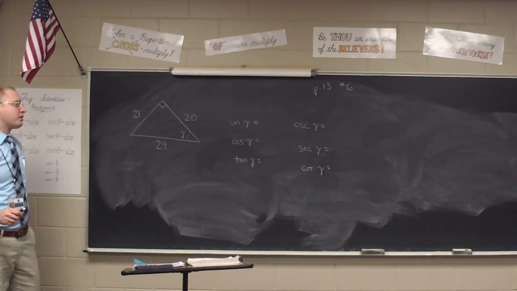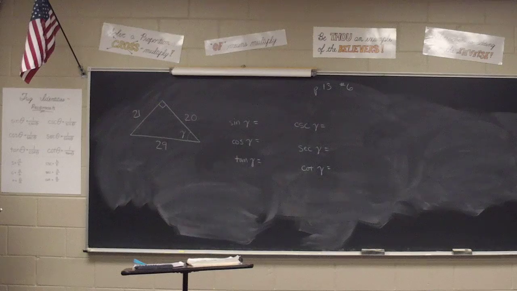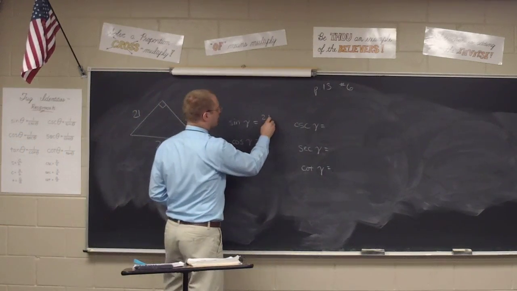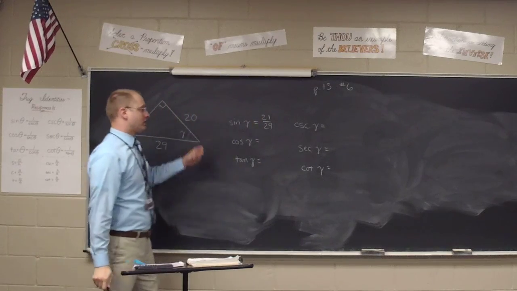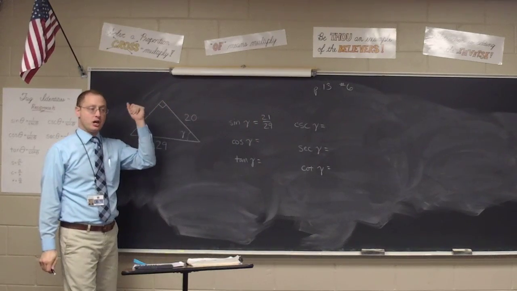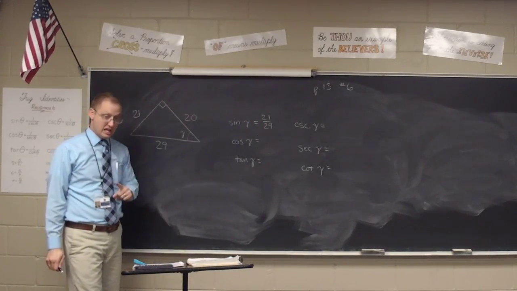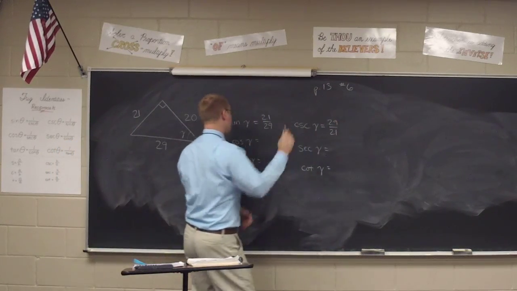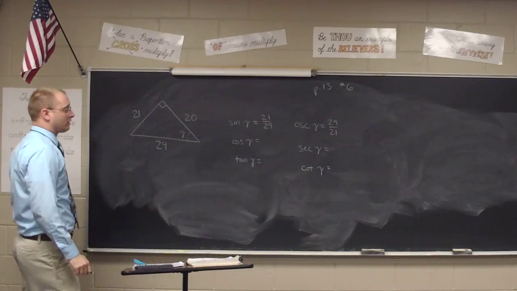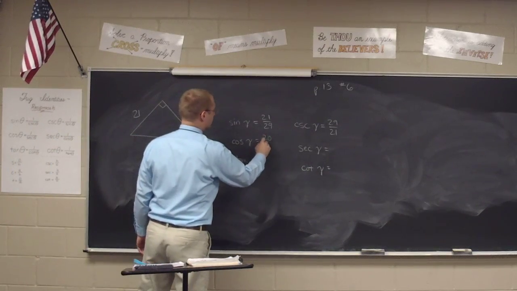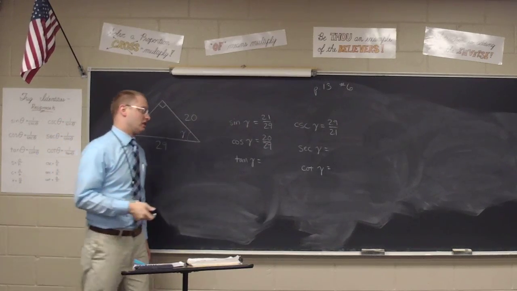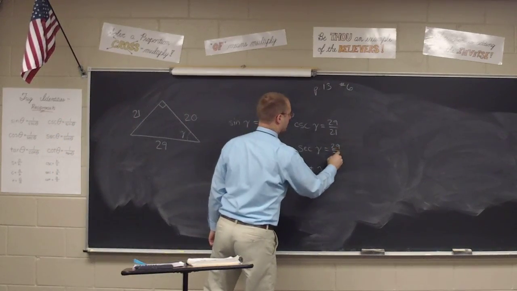All right, so Ethan, what did you get for the sine of gamma? 21 over 29. Good. While we get the sine, let's also get the cosecant, which is its reciprocal, 29 over 21. Chris, what's the cosine of gamma? 20 over 29. In class, once we get the cosine, let's immediately write down the secant, which is 29 over 20.